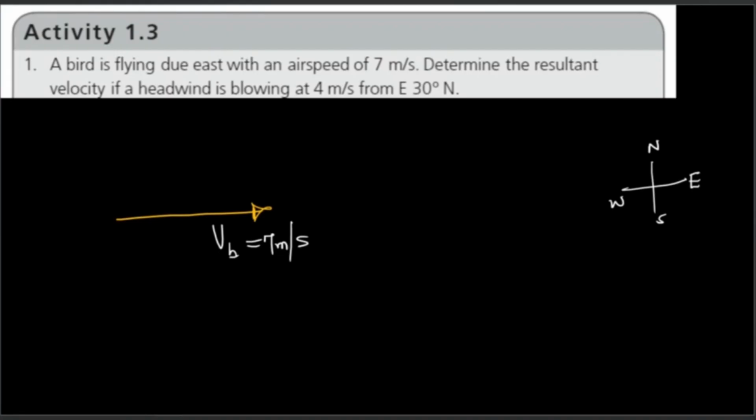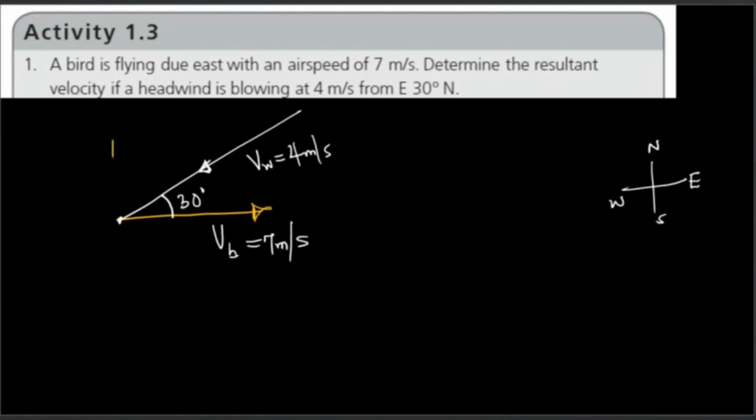They said the headwind is blowing at 4 meters per second. We're going to draw this as the bird is right here, flying due east, so you write it in that direction. The velocity of the wind is what? 4 meters per second, east 30 degrees north.